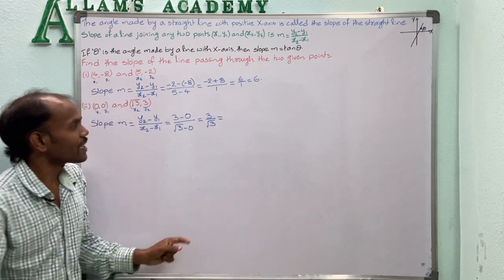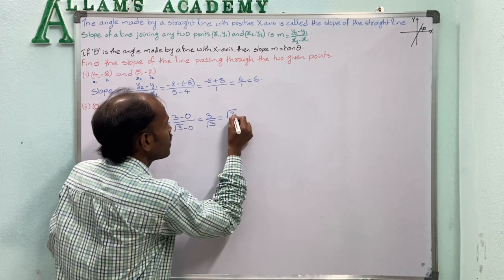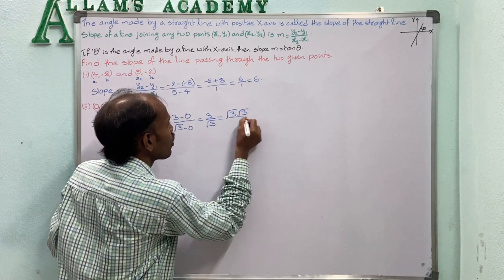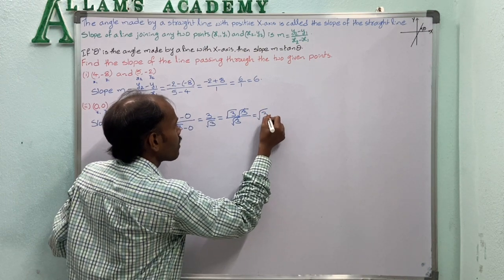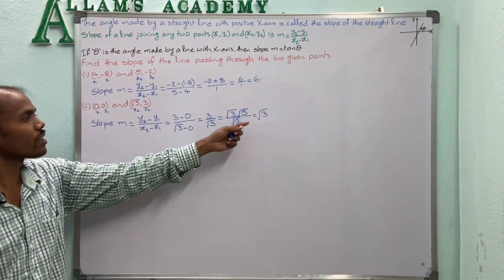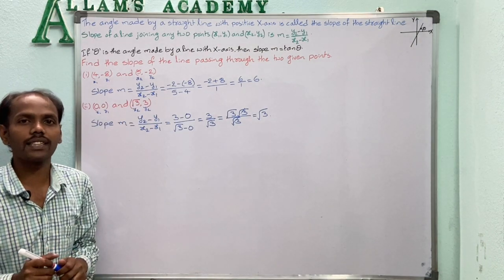Now here 3 can be written as root 3 into root 3. So root 3 into root 3 by root 3. So root 3 gets cancelled. That means the remaining one is root 3. So root 3 is the slope of the points (0, 0) and (root 3, 3).